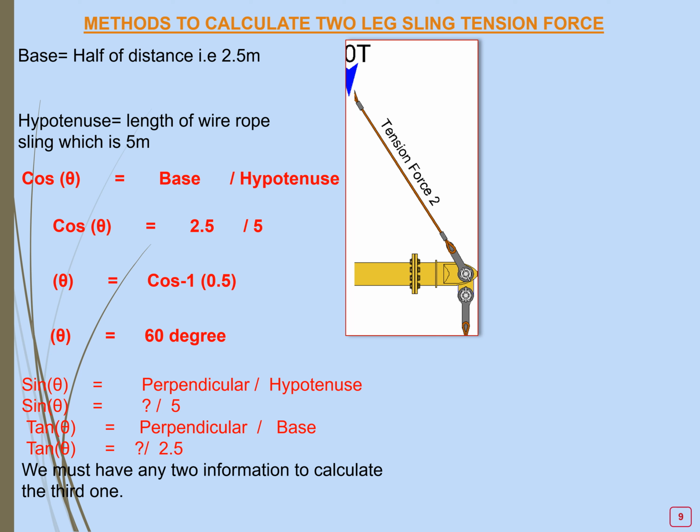Now the question is, why didn't we use sine theta and tan theta? Because sine theta is equal to perpendicular upon hypotenuse. We have the hypotenuse, but we don't have the perpendicular. Then tangent theta is equal to perpendicular upon base. We don't have the perpendicular, we only have the base. So we don't have the two pieces of information needed. That's why we are unable to use sine theta and tan theta.